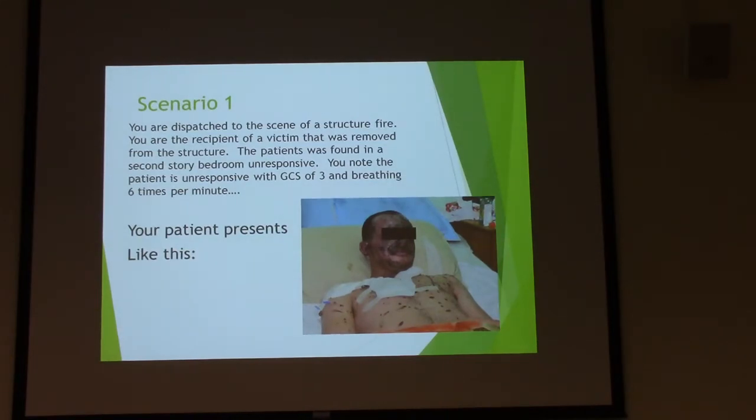So you are dispatched to the scene of a structure fire. You are the recipient of the victim that was removed from the structure. The patient was found in the second story unresponsive. You note the patient is unresponsive with a GCS of 3 and breathing 6 times per minute. Just by looking at him, what's your major concern with this guy? Airway, yeah. Looking around the mouth, he's got some soot around his mouth and his nose.